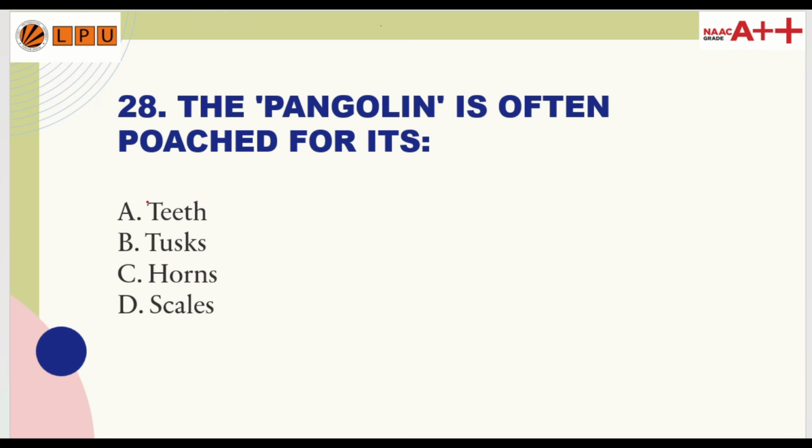28th number question. The pangolin is often poached for its option A teeth, option B tusks, option C horns, option D scales. The correct answer is option D.